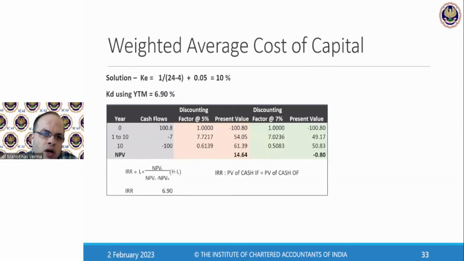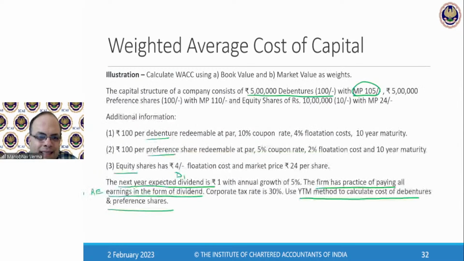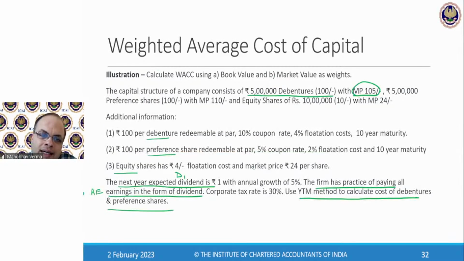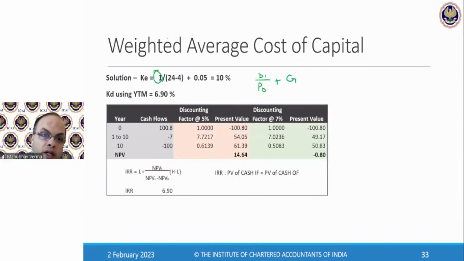We first focus on the cost of equity, guys. Now the cost of equity, my next year dividend is D1, right? So we talk about D1 upon P0 plus g. So D1 is 1. P0 is given to us in terms of that the equity share has 4 flotation costs and the market price is 24. Hence 24 minus 4 is my denominator and the growth rate is 0.05. So K is 10%, guys. K is 10%. That's the easiest part of all.